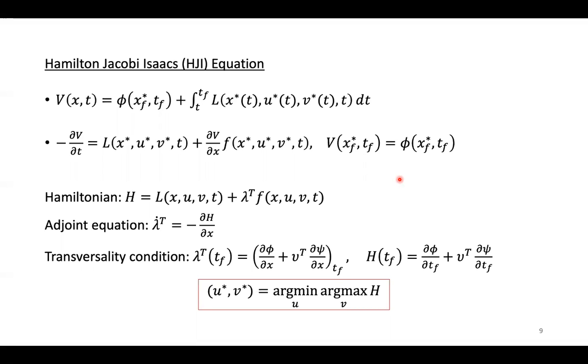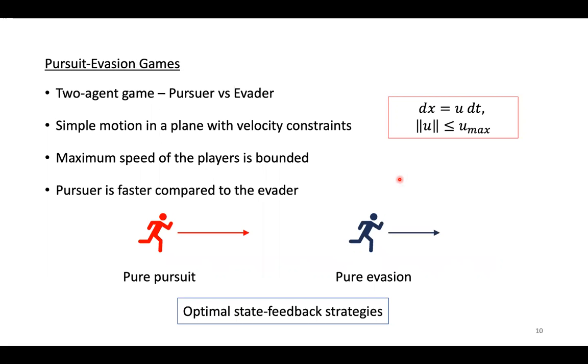So let's start with the most popular differential game scenario, which is what is called the pursuit-evasion game. I'll start with the two-agent game situation. We call the two agents, one is the pursuer and the other one is the evader. And you assume that both players have dynamics that talk about simple motion in a plane with velocity constraints, which can be defined as the position of each player is driven by this differential equation. x is the position, u is the speed, and the speed is bounded by u max.